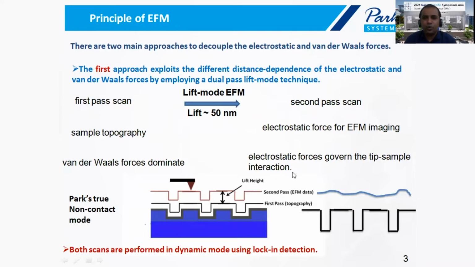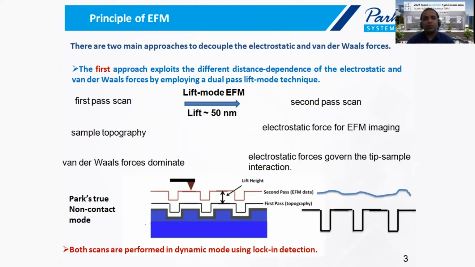There are basically two main approaches using which we can perform an EFM experiment. The first approach exploits the tip distance dependence of electrostatic and van der Waals force by employing something called the dual pass lift mode technique. Whenever the tip is very close to the sample surface, the van der Waals forces are dominant. However, when the tip is lifted to a certain height, the van der Waals forces rapidly decrease, and the electrostatic force becomes the dominant force.